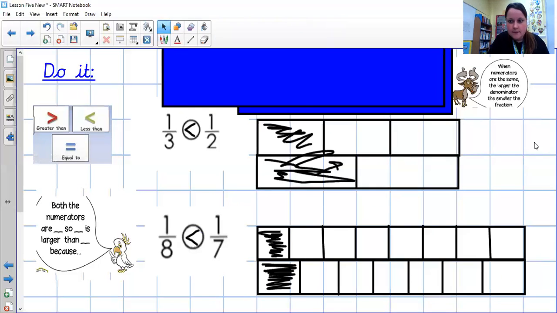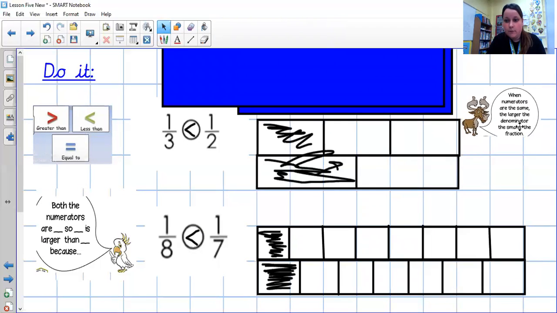And we know by using Collins' generalized statement that when numerators are the same, they were the same in these examples, the larger the denominator, the smaller the fraction. So in this example, 3 is a larger denominator, so the fraction is smaller. In this example, 8 is the larger denominator, so 1/8 is smaller than 1/7.